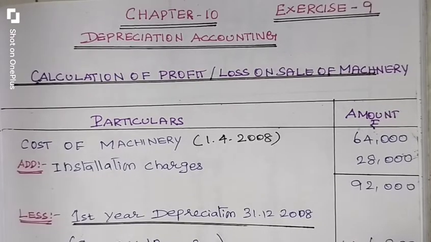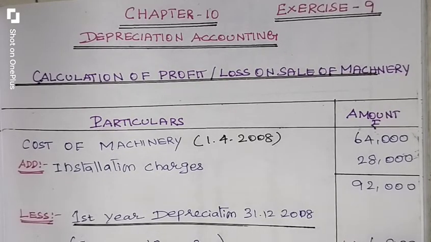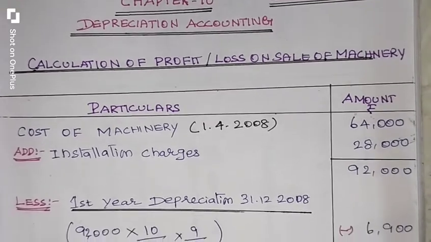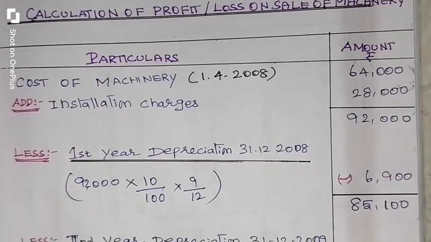Okay, what do we have to do? We have to calculate the profit or loss on the sale of machinery and prepare the ledger account for the machinery account. Let's calculate the profit or loss on the sale of machinery.